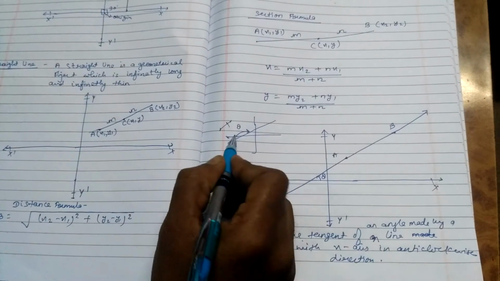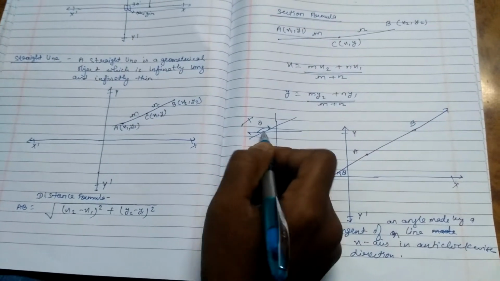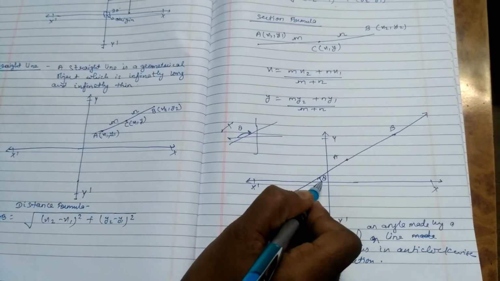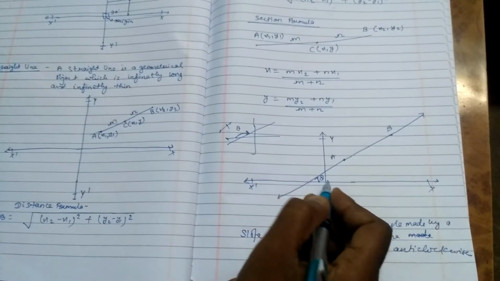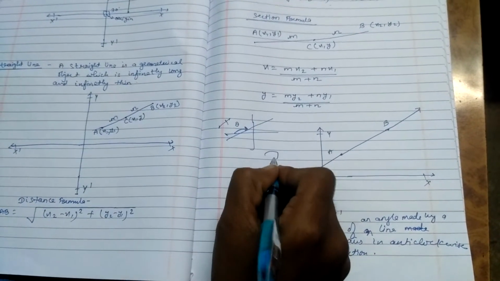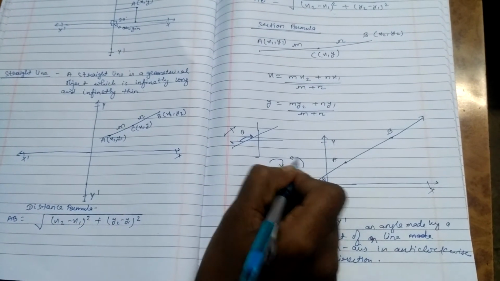It means we cannot take this angle, because this is in the clockwise direction. We have to take the angle in the anti-clockwise direction. Anti-clockwise is also called counterclockwise, opposite to how the clock moves. The clock moves this way, and we have to take the angle in this way.